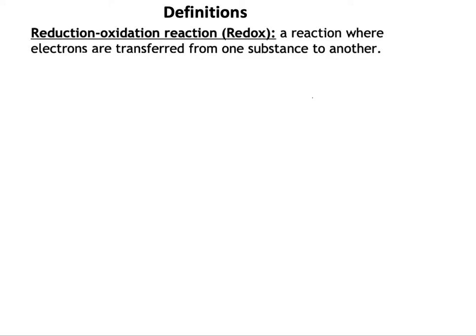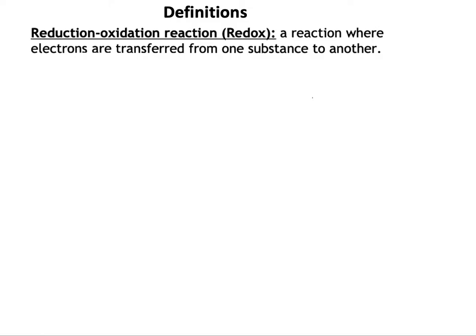Yesterday and Monday, you guys reviewed oxidation numbers. It's a very key part of this last unit, redox. But what exactly is a redox reaction? What is this whole unit based on? Well, a redox reaction is short for reduction oxidation, a reaction where electrons are transferred from one substance to another. So electrons are the key. Electrons are going to move from one thing to another thing.